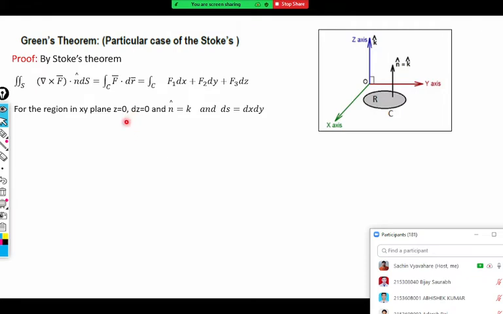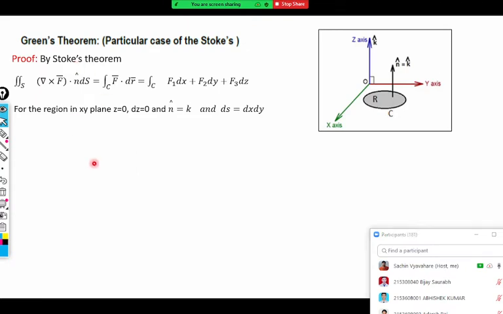Okay. So for this one, the surface is the xy plane. z is 0, dz is 0. n cap is k, and ds is dx dy. So these are the things that we'll use for the proof. This proof will not come in the exam. I will tell you the proof at the end. You require only the mathematical formula of Green's theorem. I will tell you that at the end.